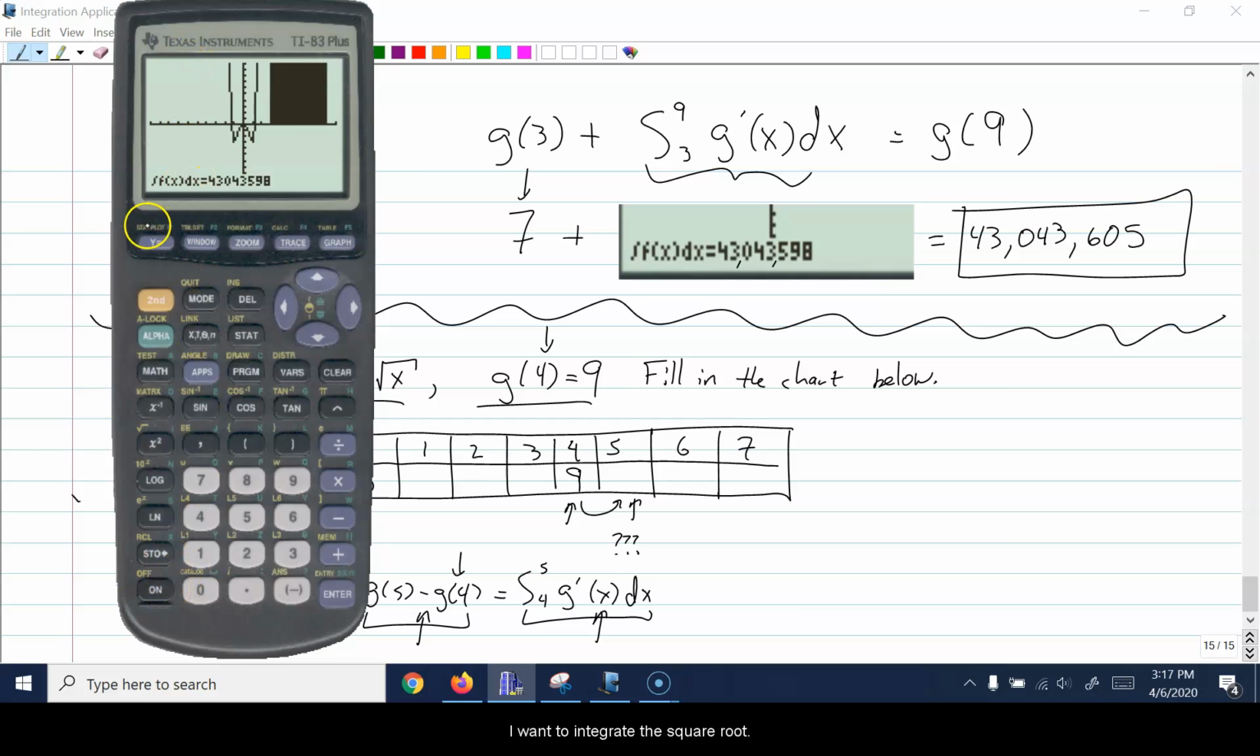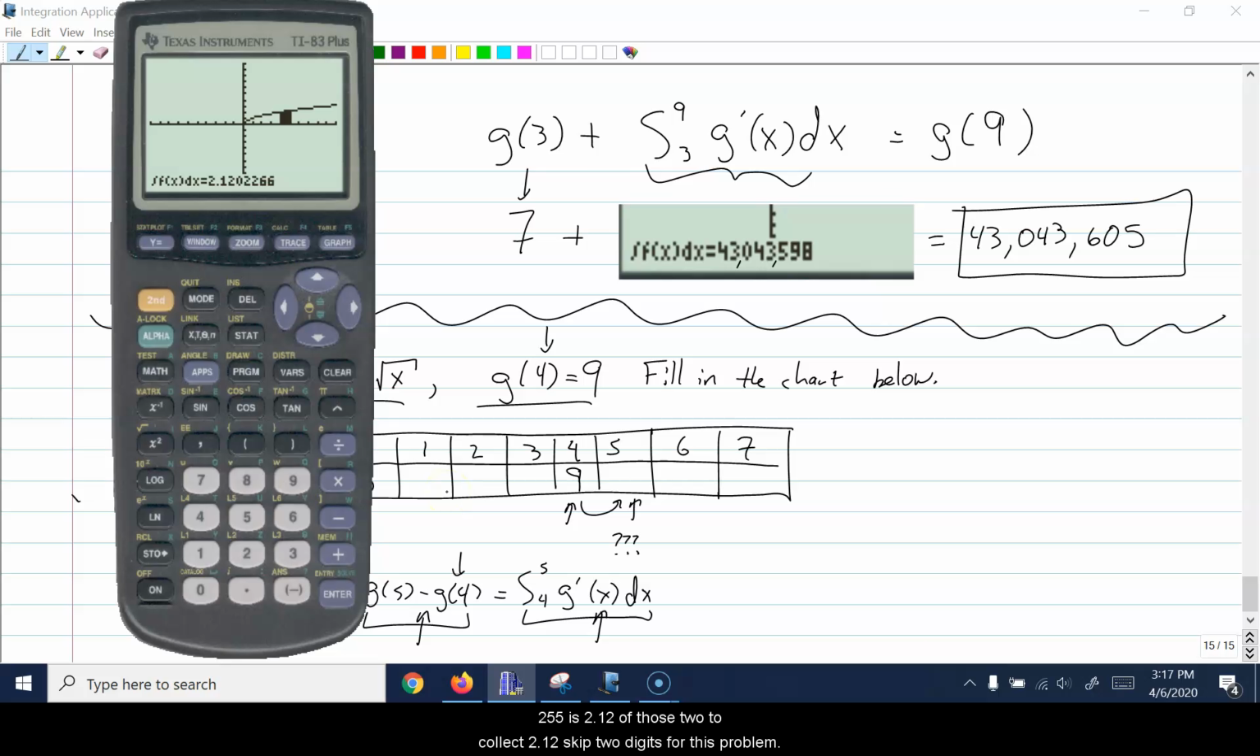I want to integrate the square root. Ooh, that's a gross function. Let's start clearing this out. I'm done with these problems, I hope. Let's integrate the square root function. I start by graphing it. I need to go out to 7. This graph goes out to 7, so this is fine. So I calculate the integral from 4 to 5.